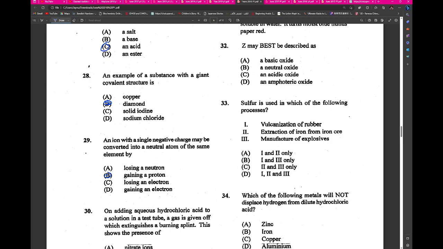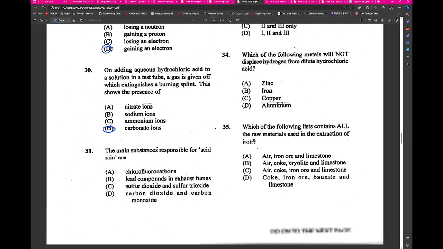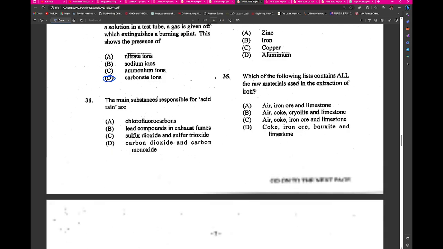gaining an electron. On adding aqueous hydrochloric acid to a solution in a test tube, a gas is given off that extinguishes a burning splint. This would be carbonate ions. The main substances responsible for acid rain would be sulfur dioxide and sulfur trioxide.